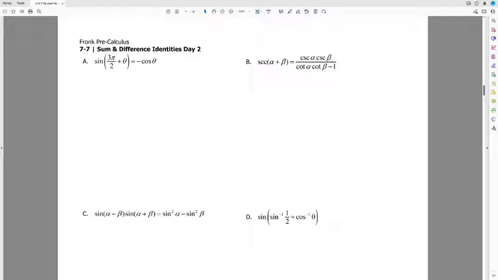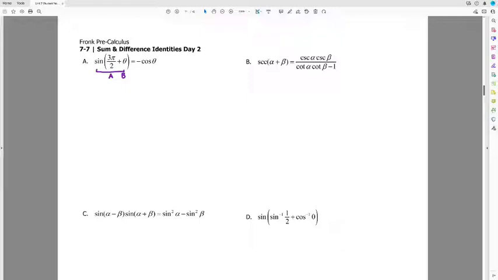This is example A here. We have the sine of 3 pi over 2 plus theta. We're trying to prove that it's equal to negative cosine theta. On this one, I would start with the left-hand side because it gives us a few more options here. But essentially what's happening is we have the sum of 2 angles. Angle A being 3 pi over 2 and angle B being theta. We don't know what theta is. We'll leave our final answer in terms of theta. But we have an expansion for the sine of A plus B.